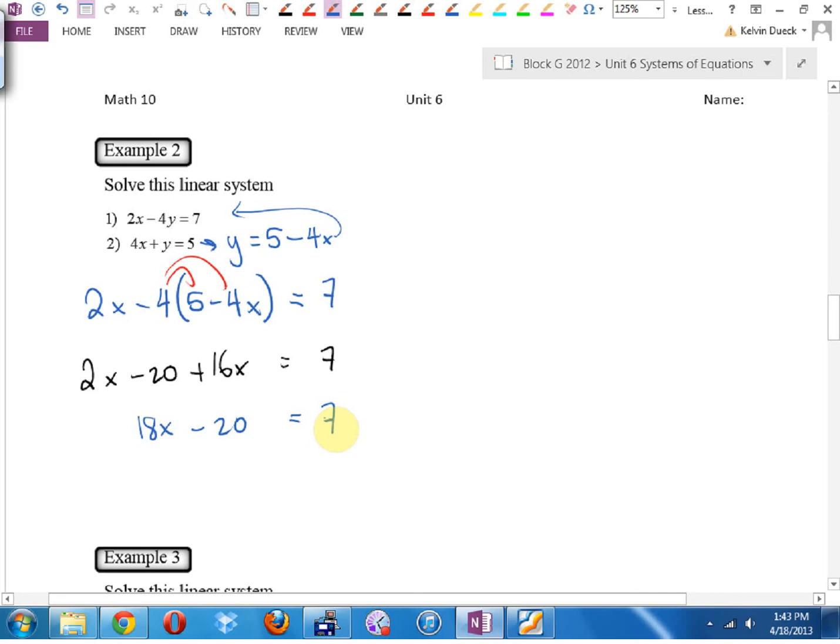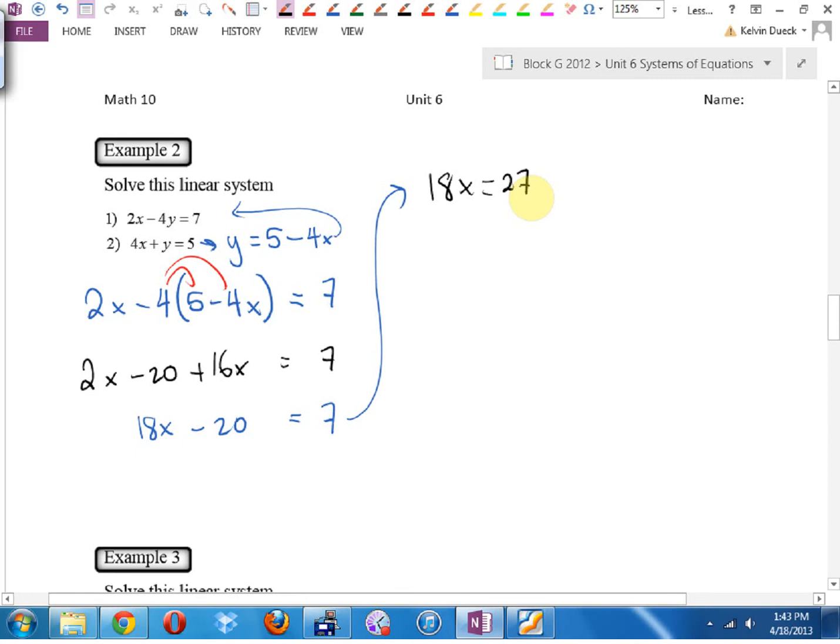Now what? Plus 20? Can you do that in your head? I'll be okay if you add or subtract on this second last step if you do it in your head and you go straight to writing 18x equals 27.